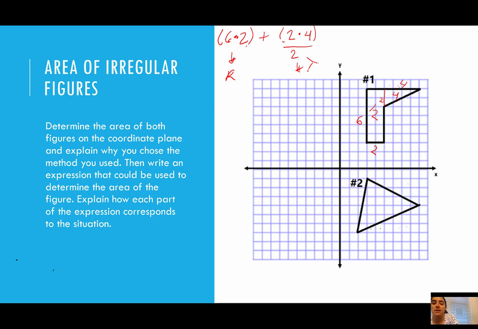So if we add these pieces together, 12 plus 4 gives me an area of 16 units squared. Okay, we have our expression and it's labeled.